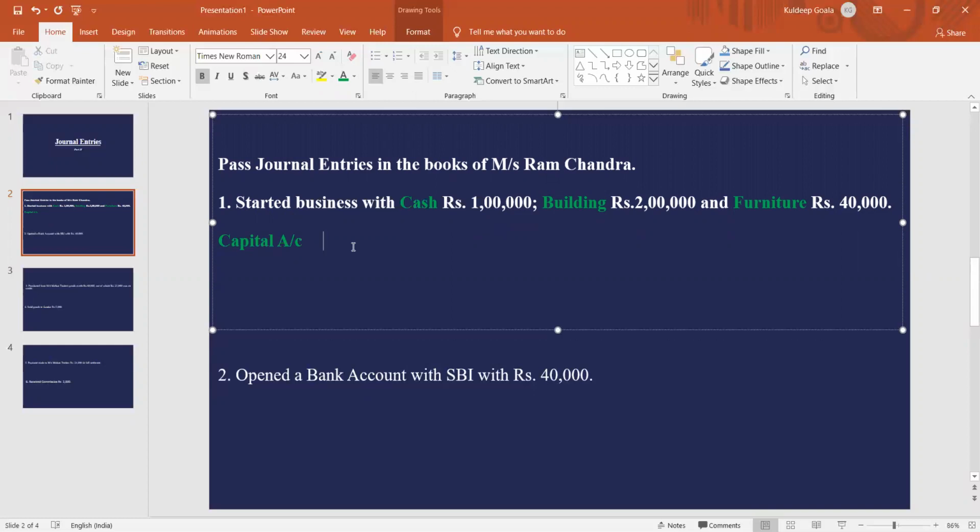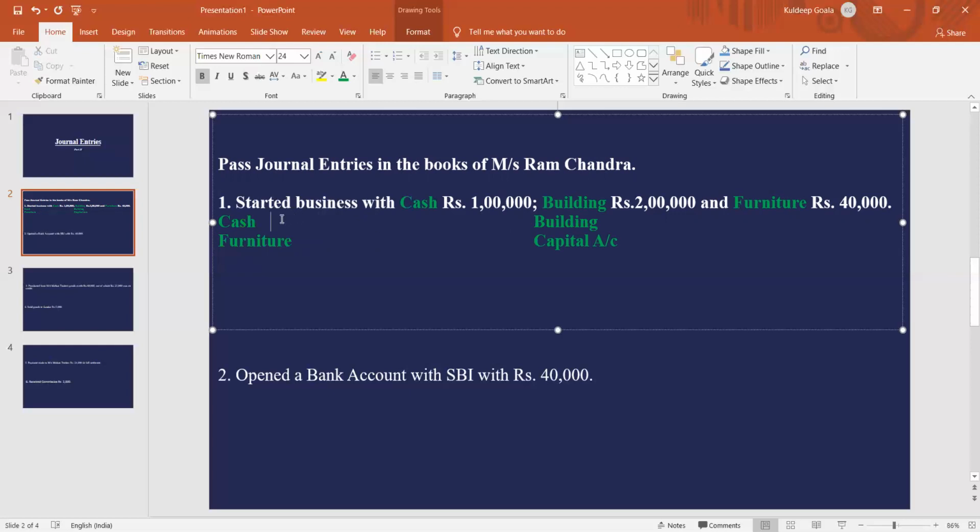Once we have decided the items, what will we do? We will find out to which account each belongs. One by one we'll go and find out to which account it belongs. So I will write all the item names here so that it is easy for you to understand. First is cash, then building, then capital, then furniture, then capital, right? So all these items we have got from this particular transaction, isn't it?